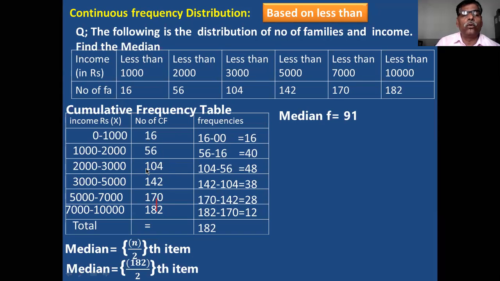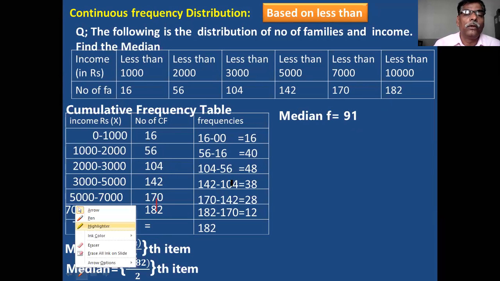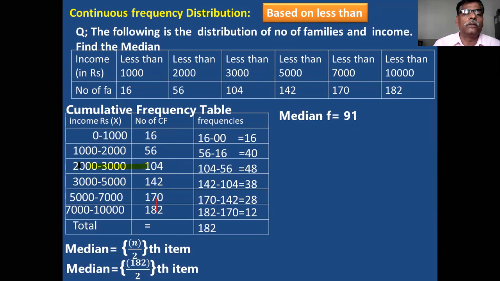This 104 is having number from 1 to 104. 104 means this is the number from 1 to 104. Therefore, in 1 to 104, 91 comes. On this base, you have to consider. So, median class is in this area. Okay. And on the basis of this line, you have to fix the equation.